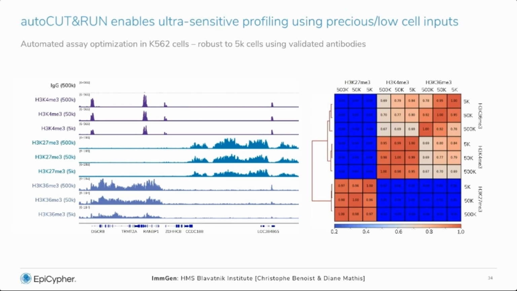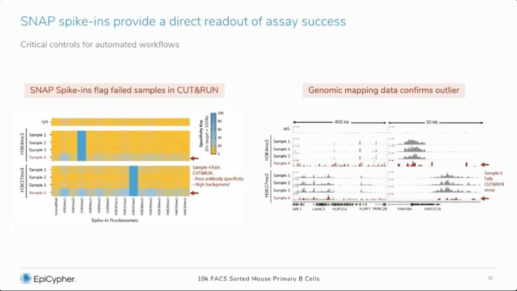And you can see this trend was reproduced across different targets. So K27 tri, again, this broad marker of intergenic and repressed regions, is retained when you go down to 5,000 cells. And then K36 tri, a very specific marker of active gene bodies. You can see that peak structure is also maintained down to 5,000 cells. On the right here is a map of Pearson correlations across those different cell titrations. And what you can see is that the results are very reproducible and robust, going all the way down to 5,000 cells. So now we have a robust system.